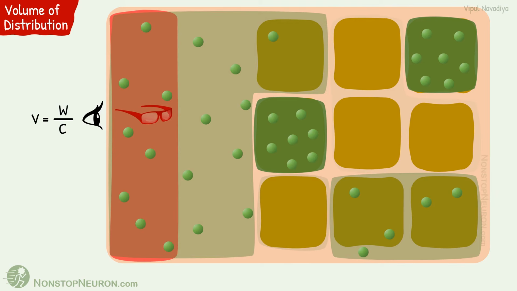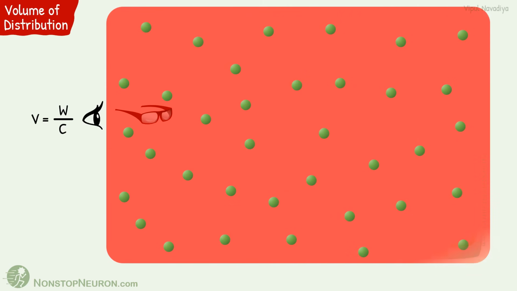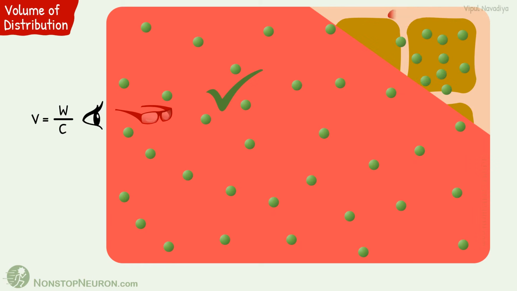Just like a black goggle makes everything look blackish, this plasma makes everything in the body look like plasma. In other words, this equation assumes that everything in the body is like plasma, including the concentration of the drug. So when we calculate volume using this equation, it's the volume of this apparent plasma. It does not give the volume of the actual space where the drug has spread. That's the reason why it is called apparent volume of distribution.